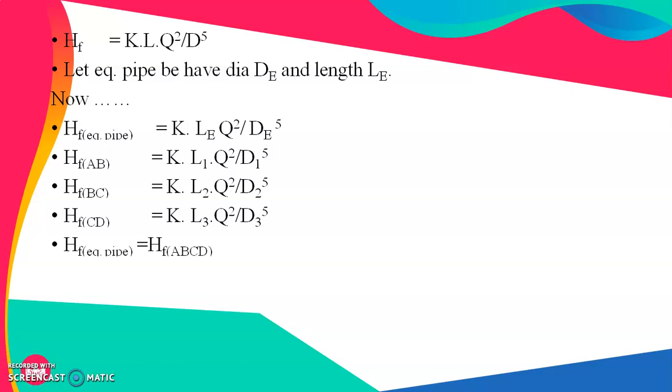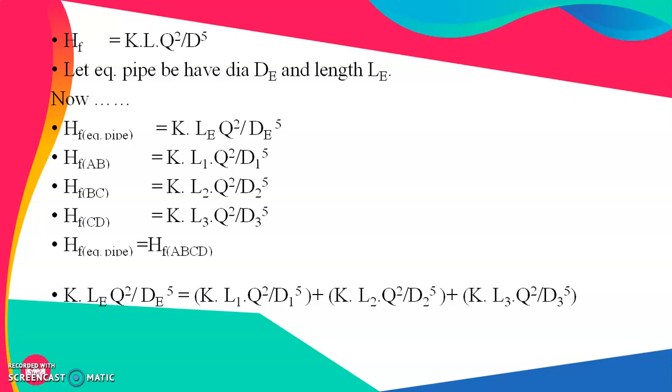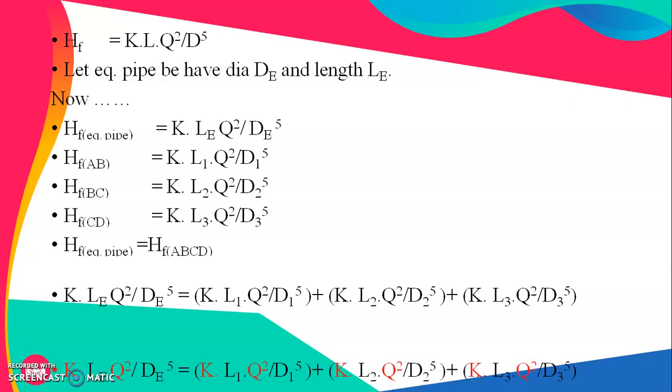Now, as we are aware, for an equivalent pipe, the head loss should be equal to the head loss of the whole system. So we can say that HF of equivalent pipe equals HF of system ABCD. So we can now equate the equations: KLE Q square upon D raised to 5 equals the sum of head losses. Why have we taken the sum of head losses? Because pipes are placed in series. So the total head loss will be the sum of the head losses of different segments.